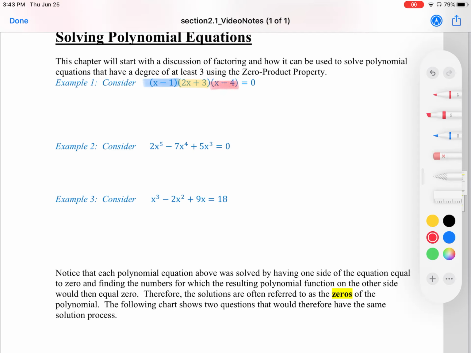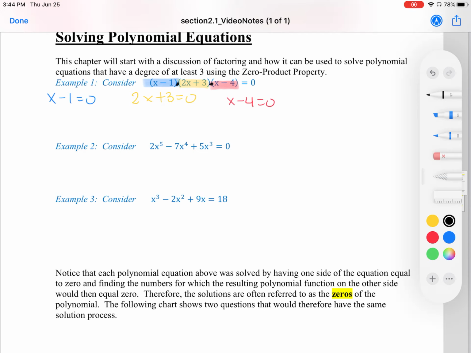The zero product property states that if I have expressions being multiplied and set equal to 0, then I can set each one of the factors equal to 0. So we're going to do just that. We're going to set x minus 1 equal to 0. We're going to set 2x plus 3 equal to 0, and x minus 4 equal to 0. Because they're being multiplied, that's the main reason we can do this.